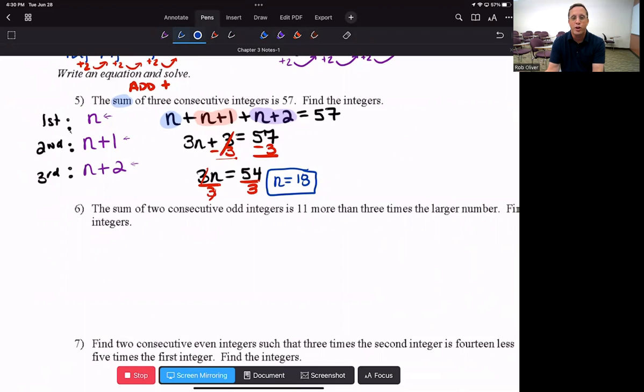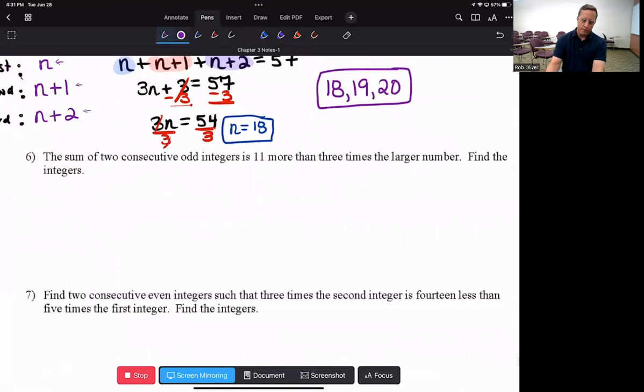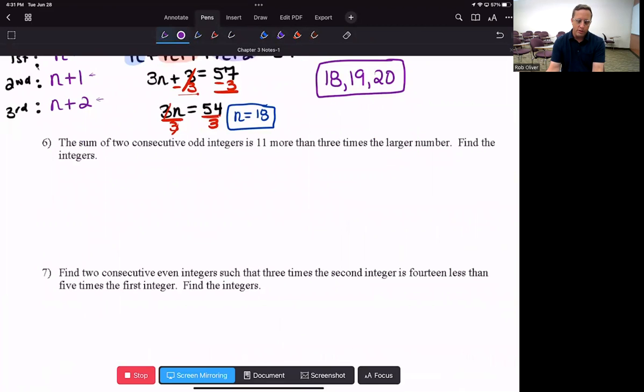Well, 18 is just the first integer. So the integers are going to be 18, 19, and 20. And you can check that by adding them up. 18 plus 19 plus 20 is for sure 57. Absolutely, totally, for sure.